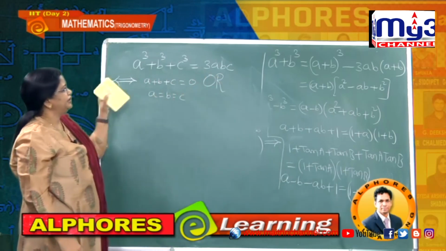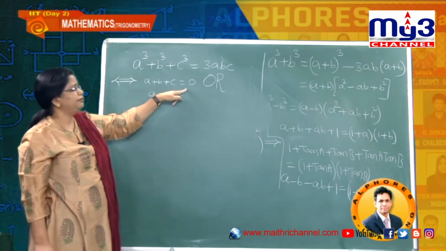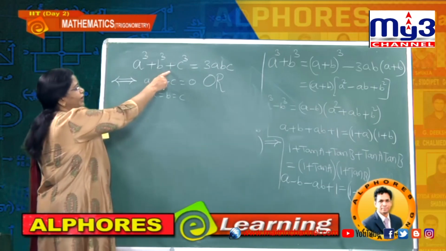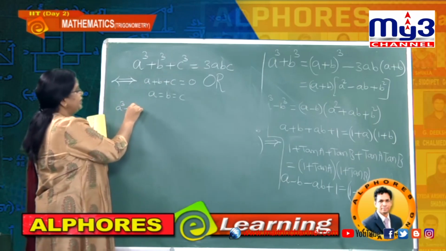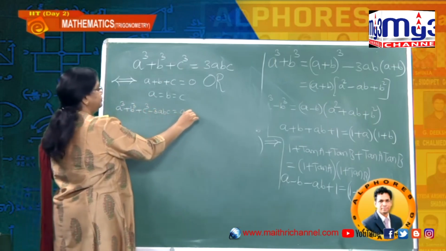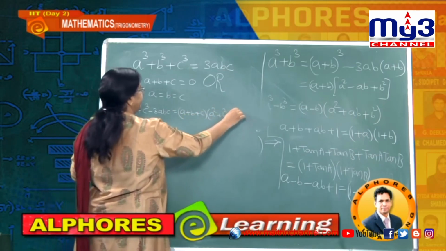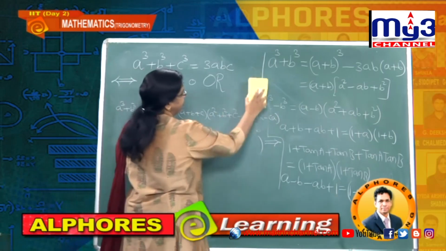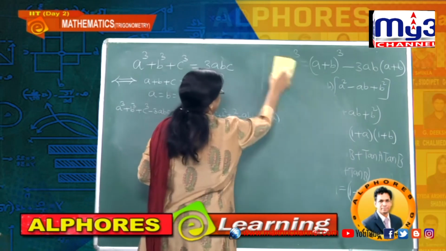So whenever you get this kind of equation in problems, then the condition is either a plus b plus c equal to 0 or a equal to b equal to c. Again, what is the value of this one? That is a cube plus b cube plus c cube minus 3abc. This is equal to (a plus b plus c) into (a square plus b square plus c square minus ab minus bc minus ca). This is the formula for a cube plus b cube plus c cube minus 3abc.